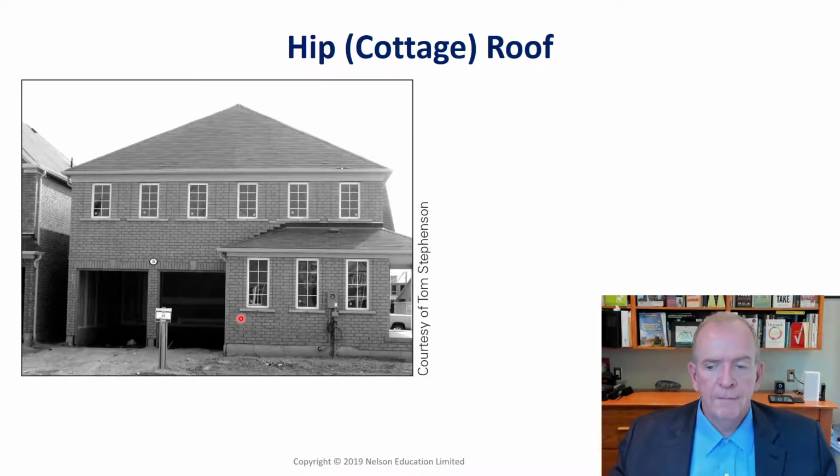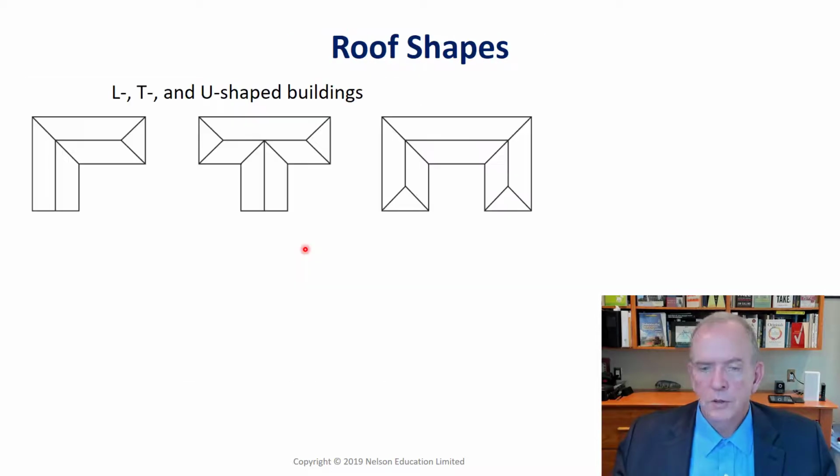So this is an example of a hip roof, hip or cottage roof. So we call it a hip or cottage roof, right? And this would be a hip roof that's around the bottom here as well. So that's a good example of this. We get combinations of, in plan view, this would be a hip roof.